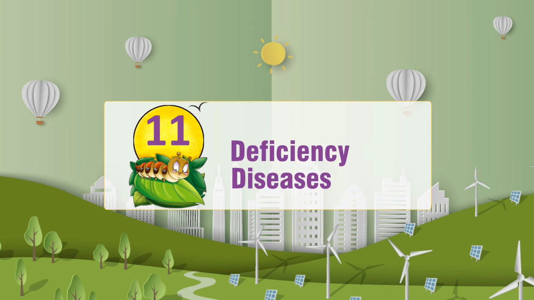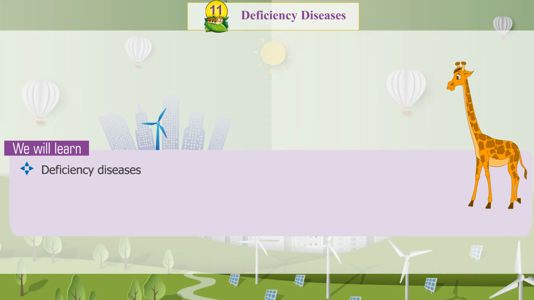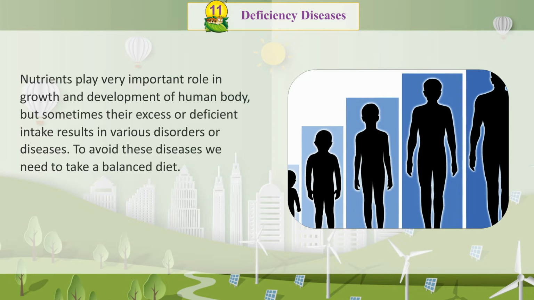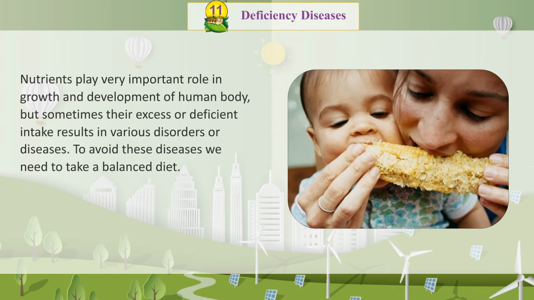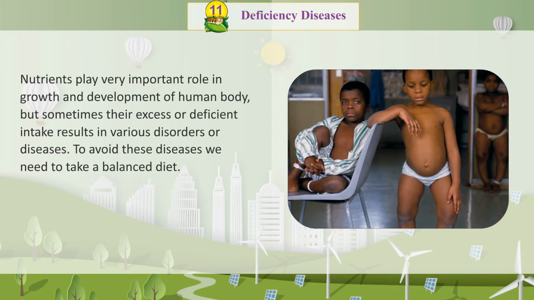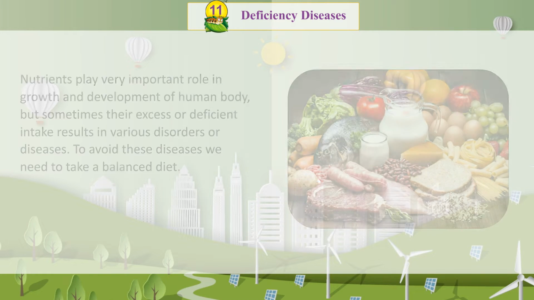Chapter 11. Deficiency Diseases. We will learn deficiency diseases, minerals, digestion. Nutrients play a very important role in growth and development of the human body. But sometimes their excess or deficient intake results in various disorders or diseases. To avoid these diseases, we need to take a balanced diet.